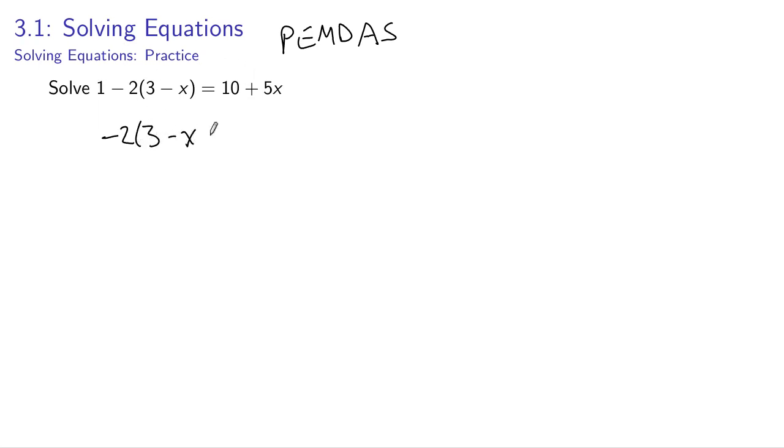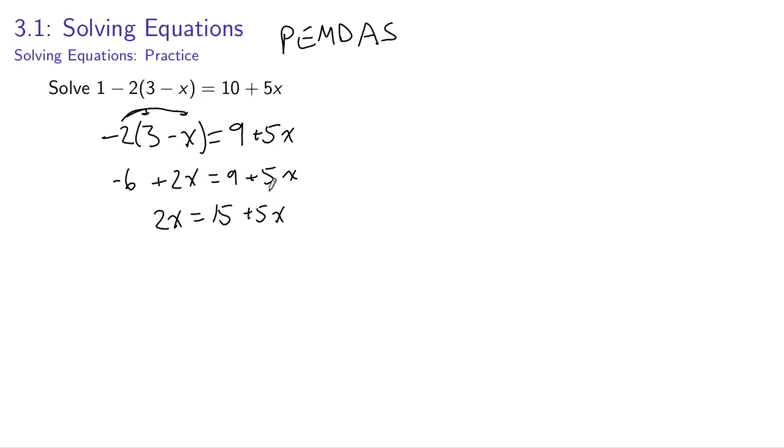By subtracting 1 from both sides, we get 10 minus 1 is 9 plus 5x. Now, we need to distribute the minus 2 in order to get the x out of here such that we can solve. So minus 2 times 3 is minus 6. Minus 2 times x is minus 2x. And now we have an equation similar to what we had last time. Let's add 6 this time. Adding 6, that goes away, 9 plus 6 is 15.